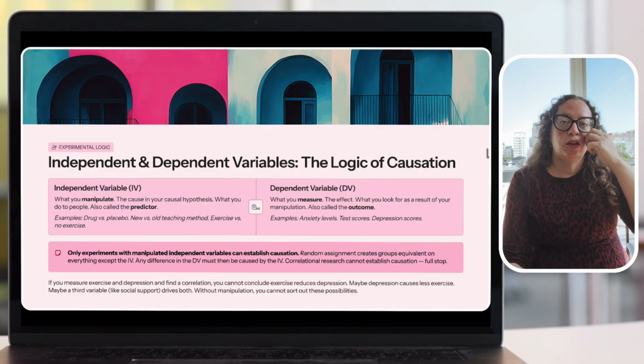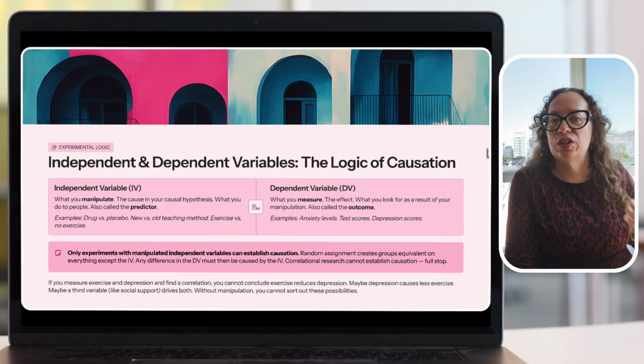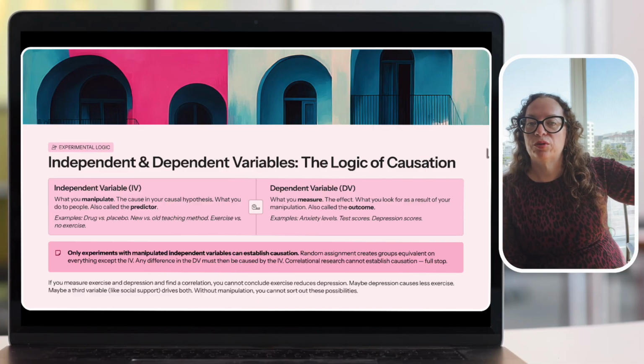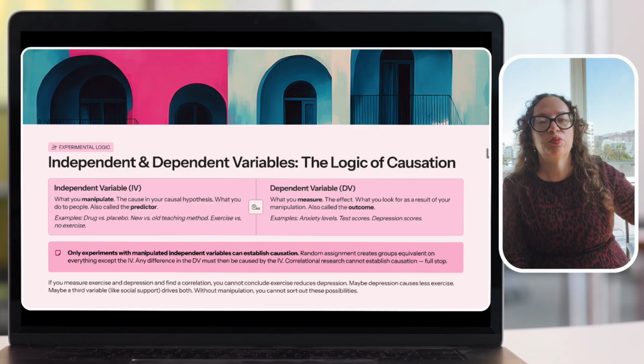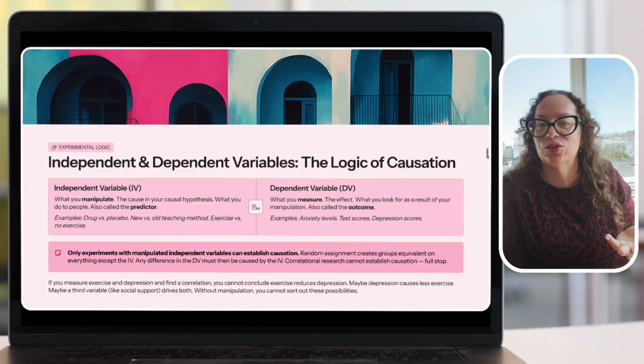That's what you measure. The independent variable is sometimes called the predictor because it predicts the dependent variable. The dependent variable is sometimes called the outcome because it's the outcome you're interested in. That would be easier to remember. Okay. I don't know why they don't just do that.